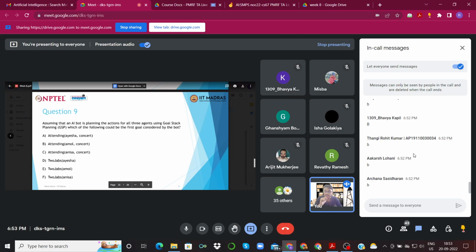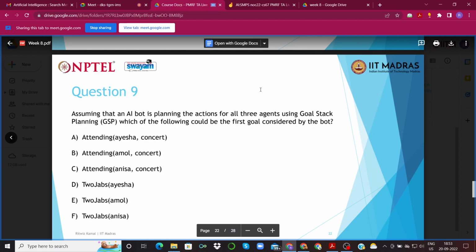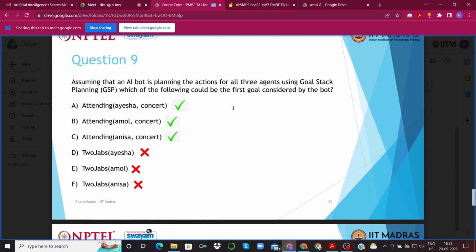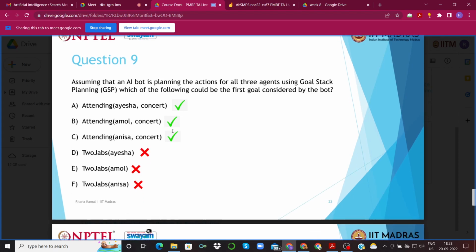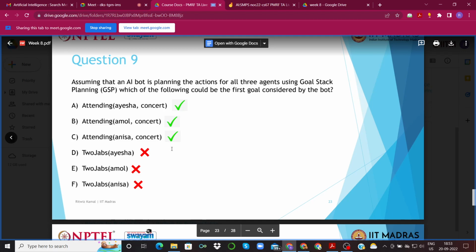Because the question asks which of the following could be the first goal. That's right. So one of your friends, Shivam, has said that A, B, C could be any of the following. That is actually the correct option, because when we insert these subgoals into the stack, we could do that in any order. It could be G1, G2, G3, or G3, G2, G1, or whatever order we want, because these three can be planned for separately or independently of each other, right? So for our simple problem, these three could be the possible options in this case.